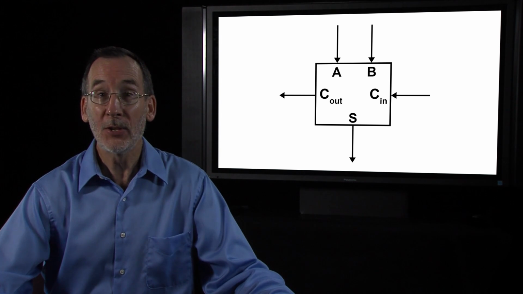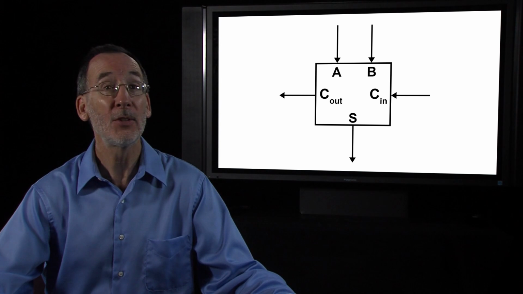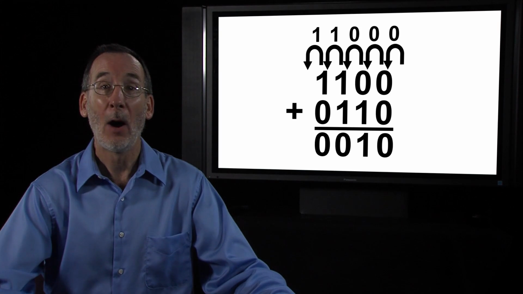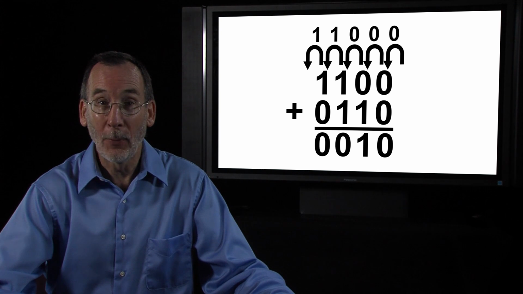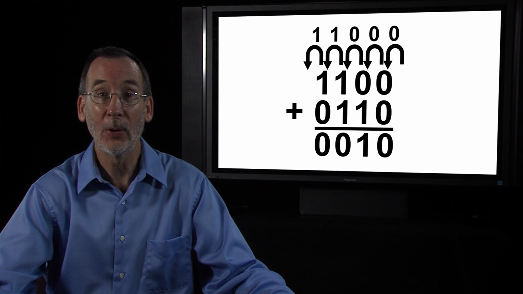Now we're going to use this adder to build a larger adder of however many bits that we need. For example, we can build a 4-bit adder. Now a 4-bit adder, let's take an example. I have 1, 1, 0, 0, and I'm going to add 0, 1, 1, 0.